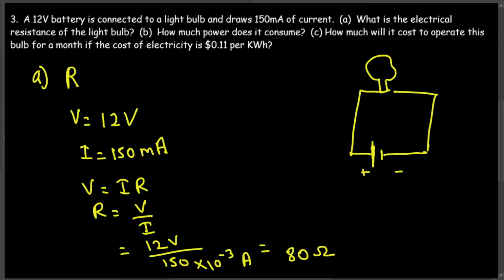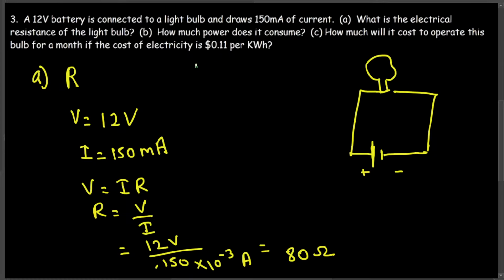80 ohm for the ampere. Okay, so instead of 150 times 10 to the power of minus 3, you can also put 0.15, same, because 10 to the power of minus 3 means dividing by 1000. If you divide 150 by 1000, that's 0.15. So you can do it that way as well. You will get 80. So that is the answer for the A part.